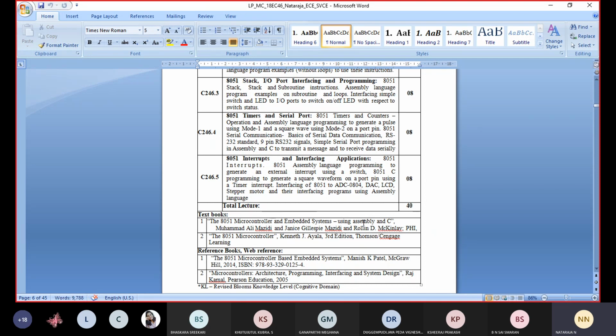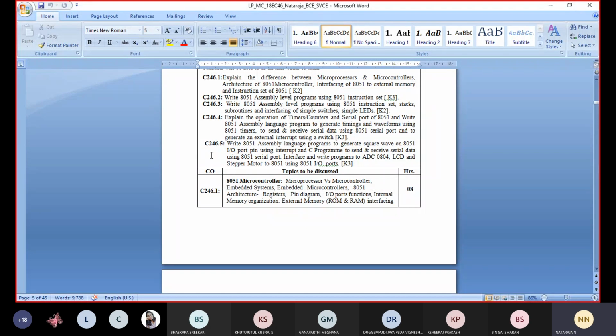And also we are going to study 8051 C programming to generate a square wave on a port pin using a timer interrupt. Okay, for the timer and counters we are going to use interrupts. We are going to write C programs as well as assembly language programs in this module. And the second part of this module is interfacing of 8051 to ADC0804 analog to digital converter and DAC digital to analog converter and LCD stepper motor and their interfacing programs using assembly language program we are going to discuss here. Okay, these are the topics we are going to discuss in this module.